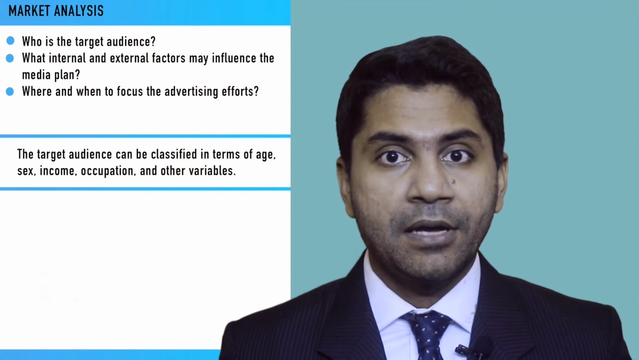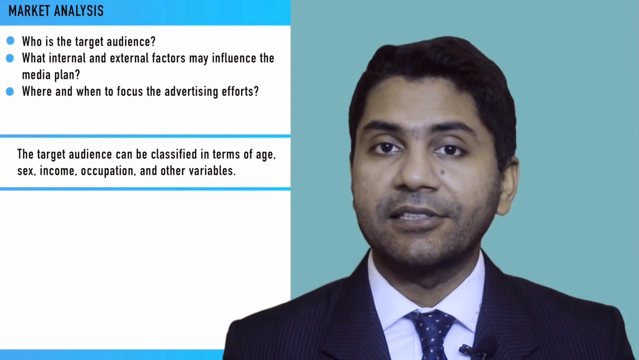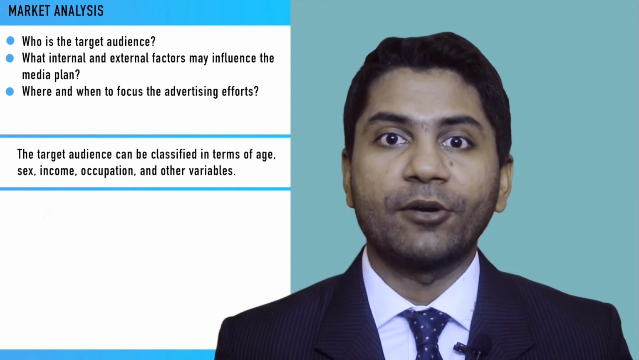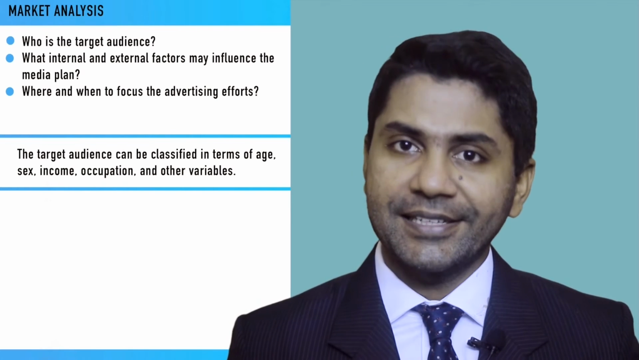So these are the steps involved in a media plan. First one is market analysis. Every media plan begins with a market analysis or environmental analysis. A complete review of internal and external factors is required. At this stage, the media planner tries to identify answers to questions like who is the target audience, what internal and external factors may influence the media plan, where and when to focus the advertising efforts, etc.